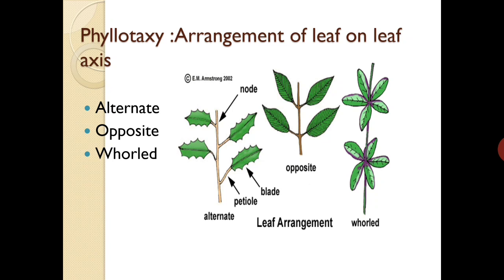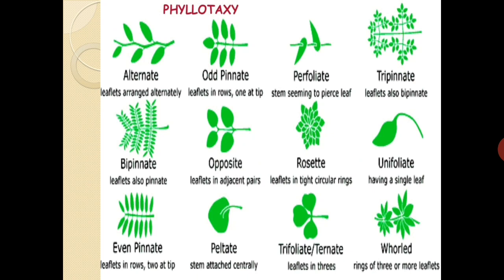Sometimes whorl is found, where leaves are attached in a particular area of the stem. It is known as the whorl type. But on the basis of this arrangement of leaves, you can see here 12 types. There are 12 types of phyllotaxy. Alternate, odd palmate, prefoliate, tripinnate. Tripinnate means 3 is there, 3 leaves are here.